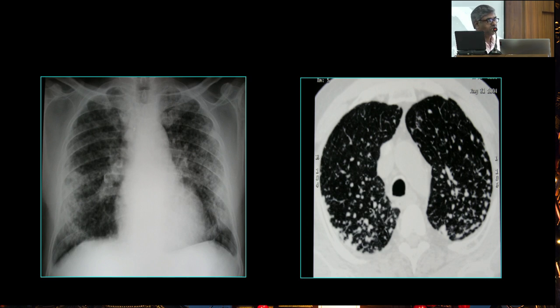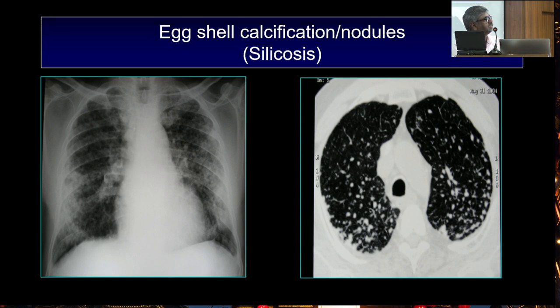You can see the hilar lymph nodes. So there is a hilum. You can see the lymph nodes in the hilum are calcified, and the calcification is a peculiar type of calcification. Only the outer border of the lymph nodes is calcified. So that's called an eggshell calcification, which is the diagnostic point of silicosis.